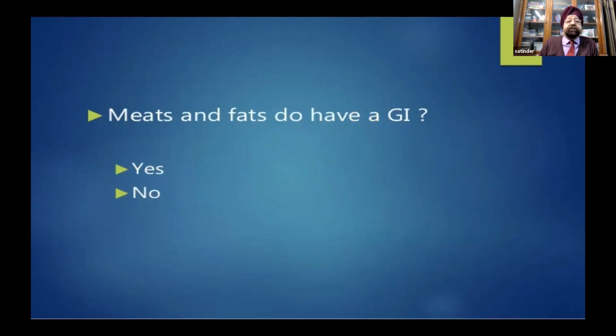Now, a question: do meats and fats have a GI? Yes or no? No. As I showed in the category, they are not primarily the group on the glycemic index, and you'll be surprised, in Australia there are about 2,400 products on the glycemic index, and the labeling of glycemic index on food products in Australia is compulsory. It is not compulsory in the US. So they give a lot of importance to GI, and the answer here is no.